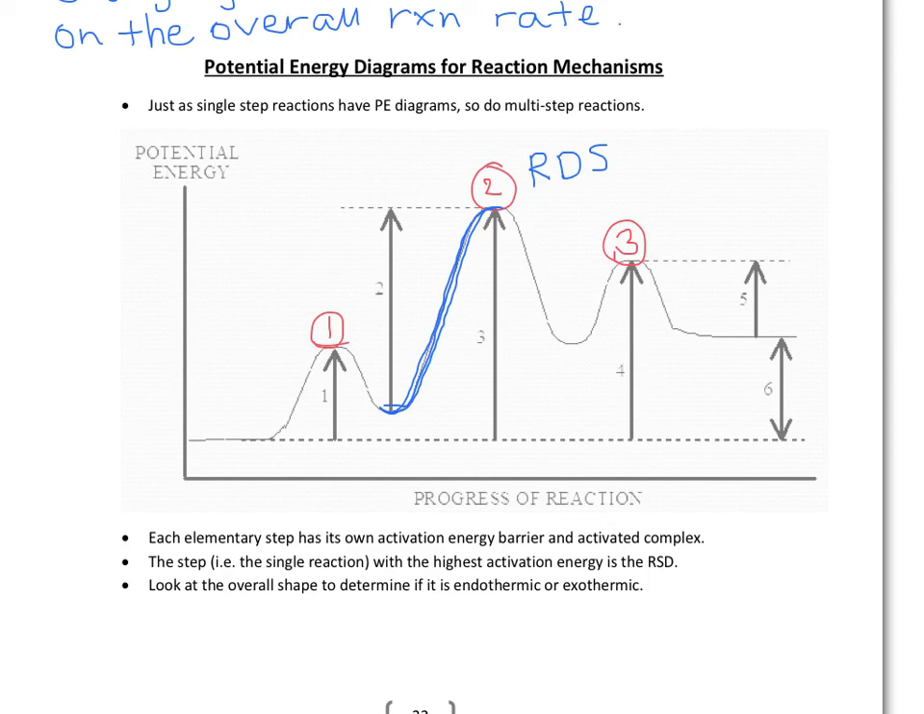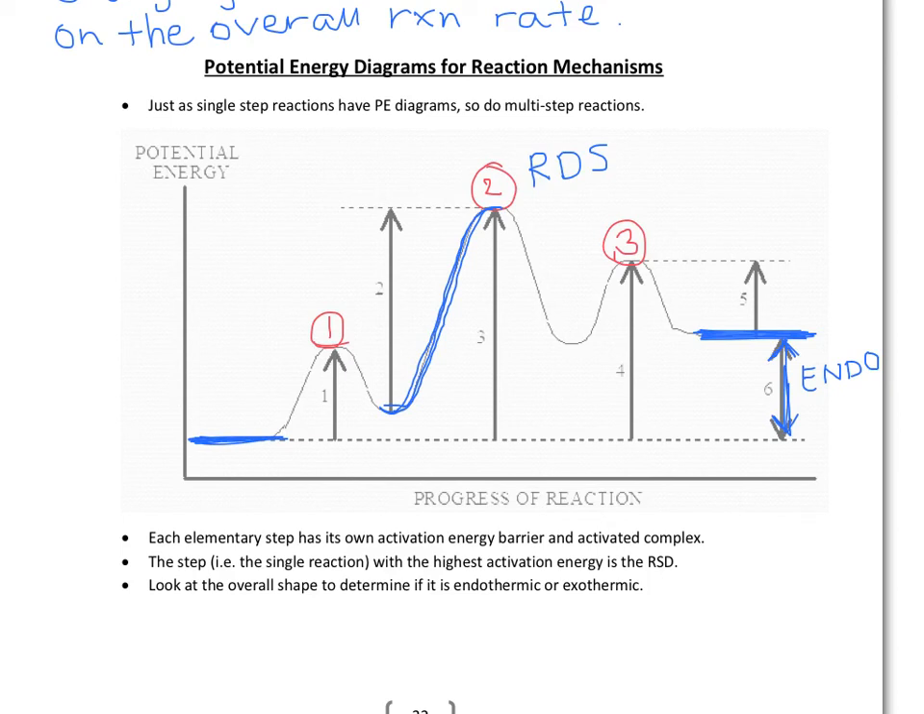I also know that the overall reaction is an endothermic process. I know this because starting with the very first reactant and ending with the very last product, the overall shape is endothermic. The potential energy of the products is higher than the potential energy of the reactants, so in order for this to happen, overall, we had to put energy into the reaction.